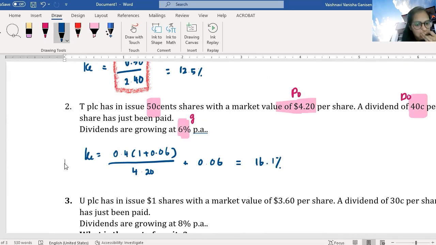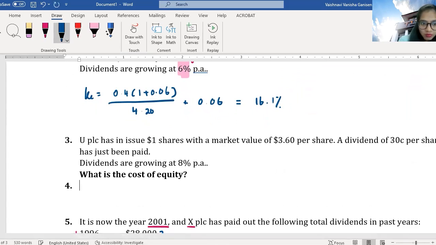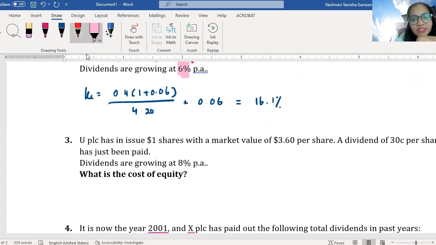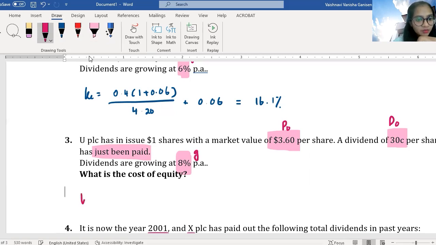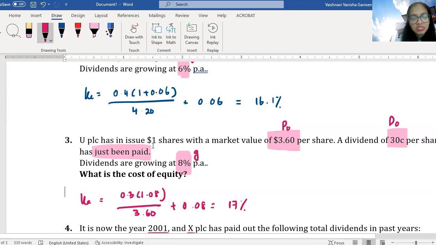Now, let's proceed to number 3. Again, he's asking you for cost of equity. The only difference is that your dividend growth rate is slightly different. Here, the dividend is 30 cents and it has just been paid, so this is your P0 ex div. So P0, D0, and g. KE equals 0.3(1.08) over 3.6 plus 0.08. So my KE equals 17%. Guys, these are all the calculations of KE using the dividend growth model.